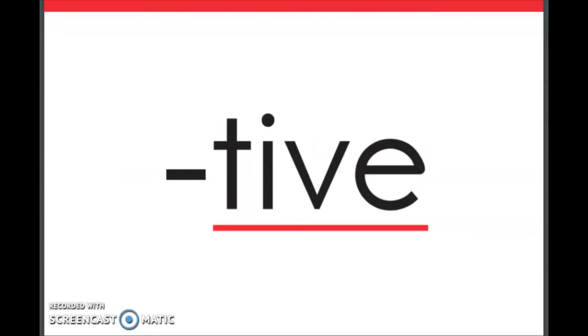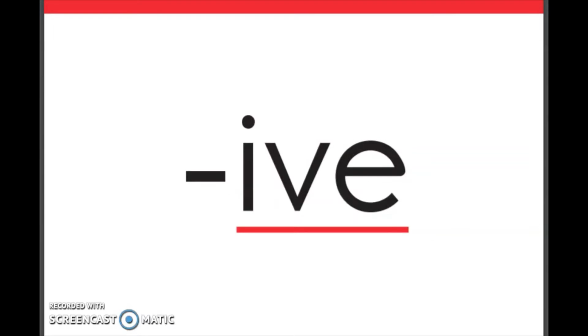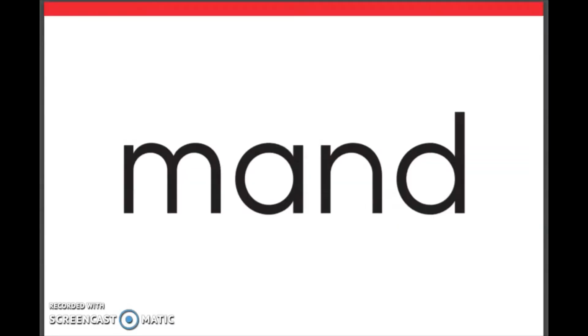Read, tive, spell T-I-V-E, read, tiv, kind of like native. Read, give, spell I-V-E, read again, iv, kind of like olive or expensive. Mand, again, mand, kind of like command or demand. Read again, mand, meaning order.